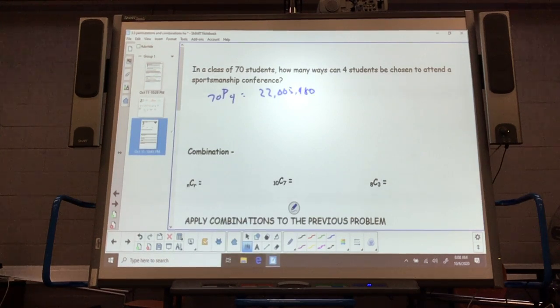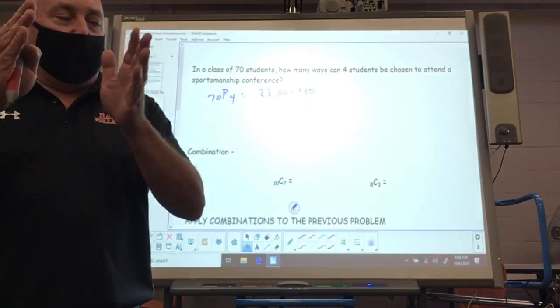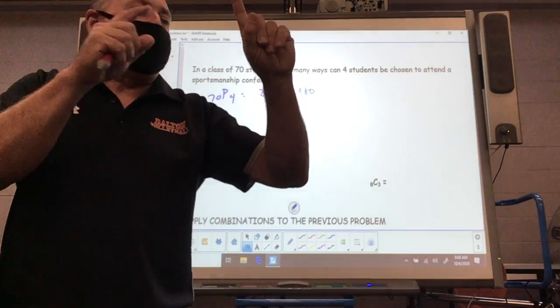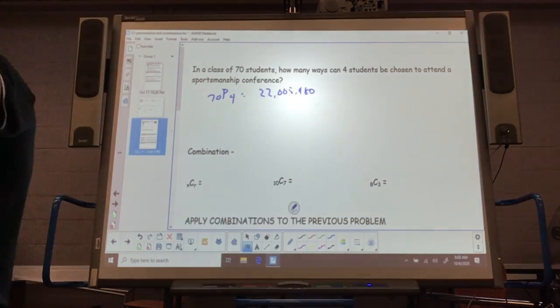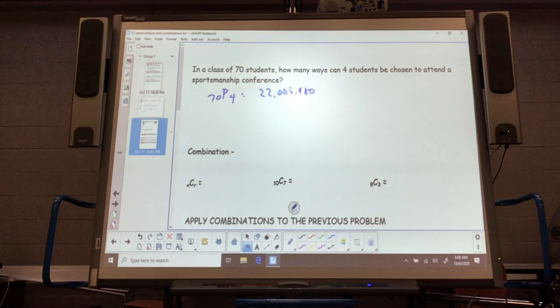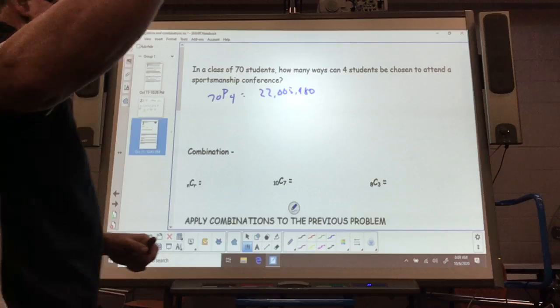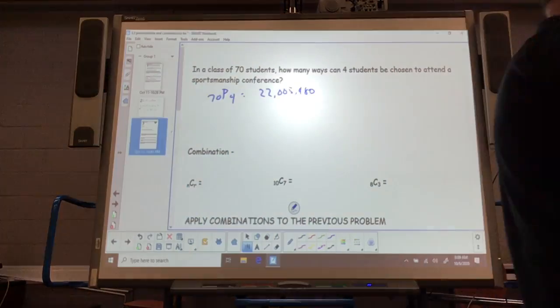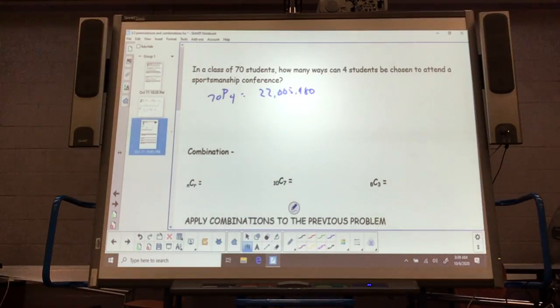But there's a difference here. The reason is that each one of those positions can only be held once. There's order that's important. The first person elected is the president, the second one is the vice president, third one secretary, fourth one treasurer. In this one, if you're first, second, third, or fourth, it doesn't matter. The first four people are going to be chosen and they're going to go. So in this case, order is not important.